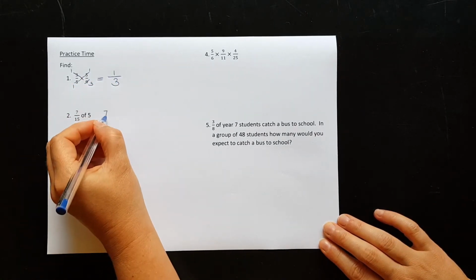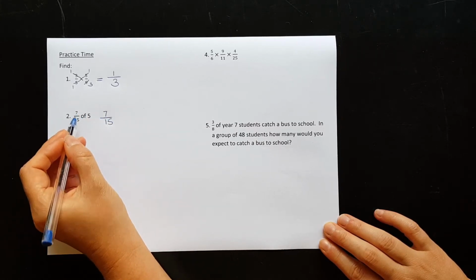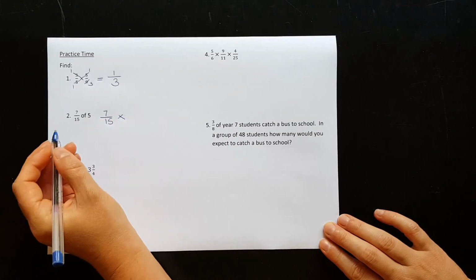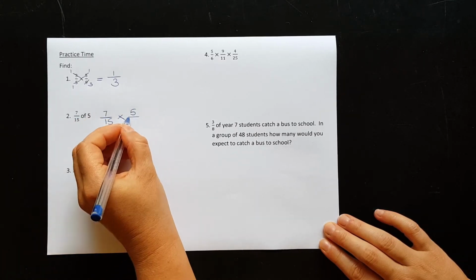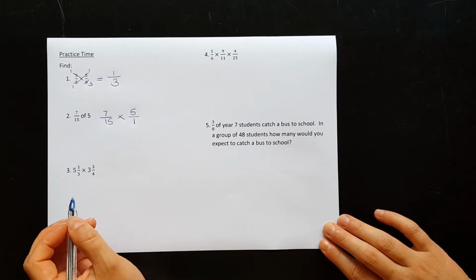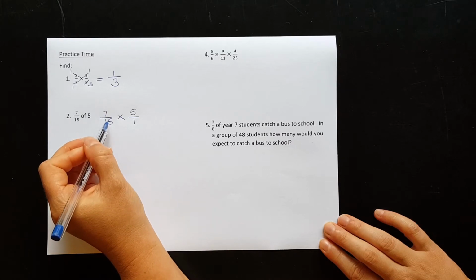For question 2, of just simply means times, so I can write that as 7 over 15 times by 5. But remember that a whole number can be written as something over 1, so that we have 2 fractions in the question. Now we can look for cancelling.